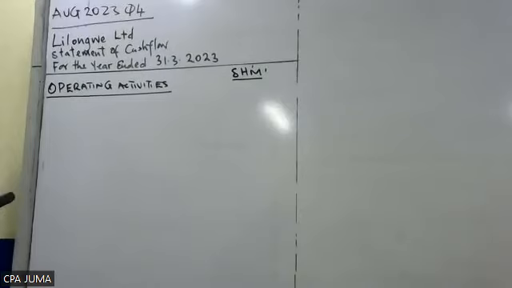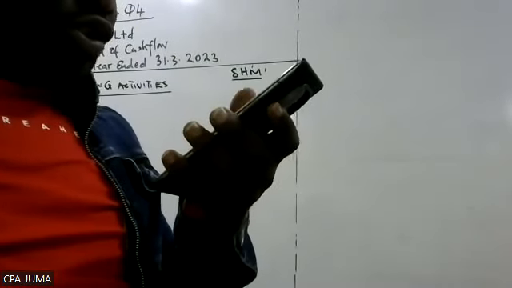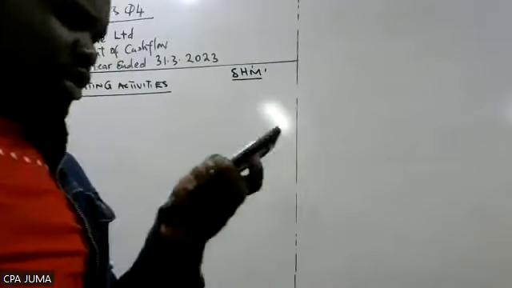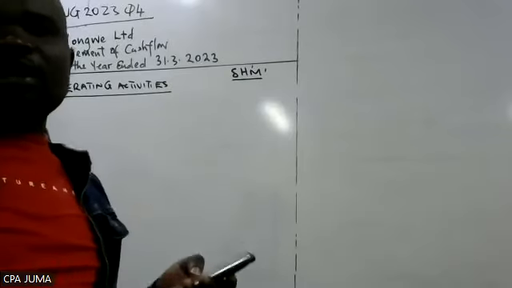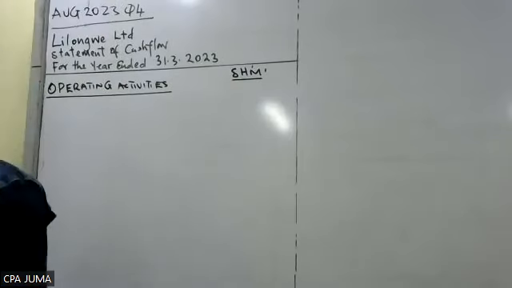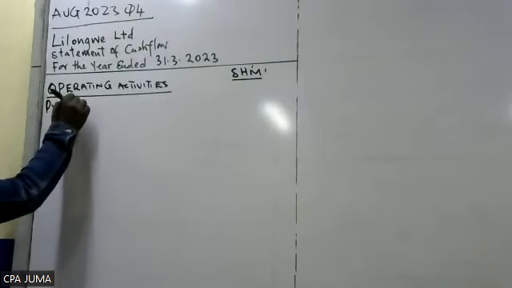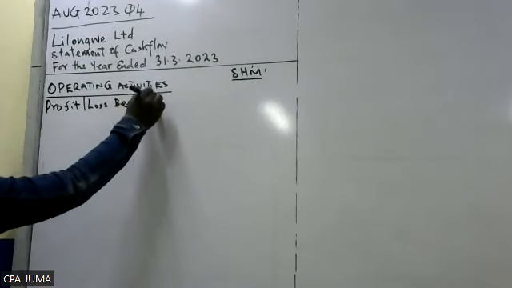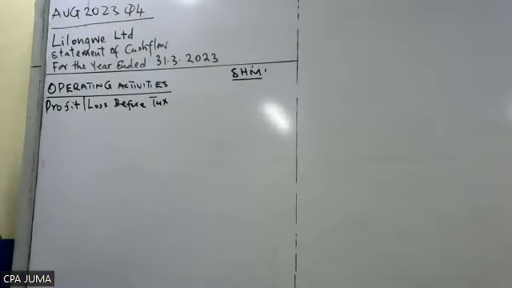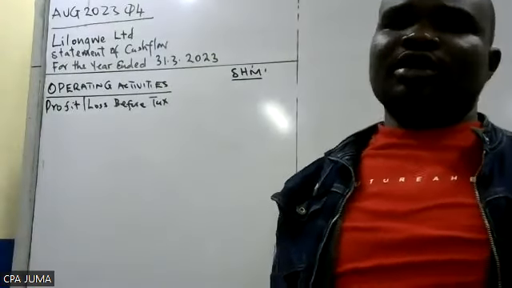So operating activities, we normally start with profit before tax. But in this question, it is a loss. So it is loss before tax. That is what you need to capture. The loss before tax, can you check and tell me how much you can see? How much are you seeing in the question? I just want to make sure we are together. How much are you seeing?